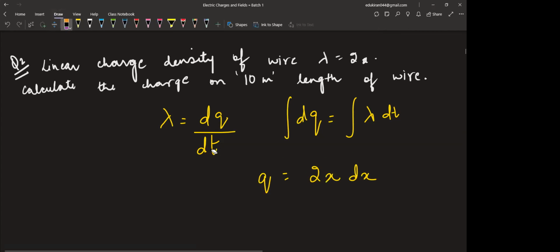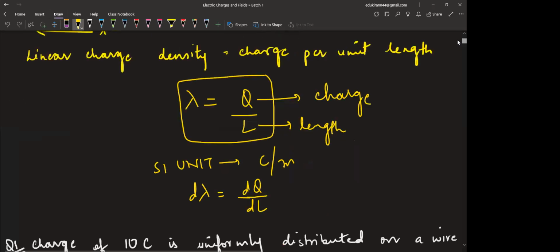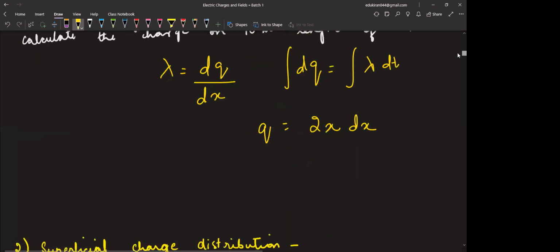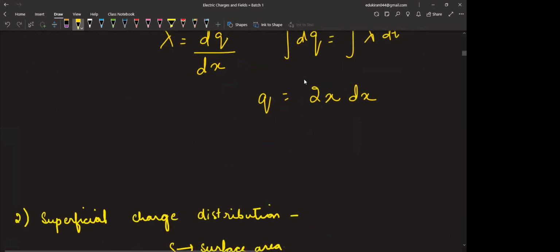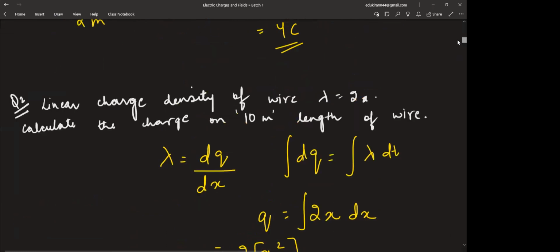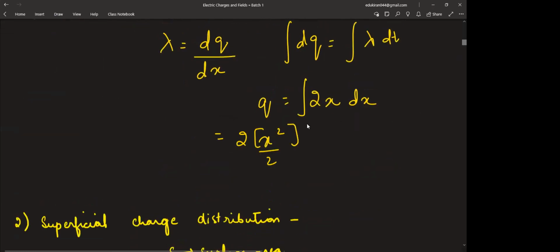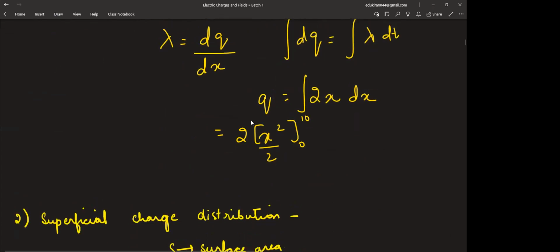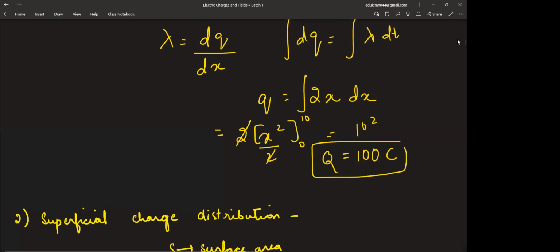So this would be dx, dq over dl, yes. So this would be the integral of 2x dx. This becomes 2 times x square by 2. Are there any limits given? On 10-meter length of wire, yes. So limits are 0 to 10. The 2 gets cancelled. 10 square is equal to 100 coulomb. Write it quickly, then we'll see superficial charge distribution.